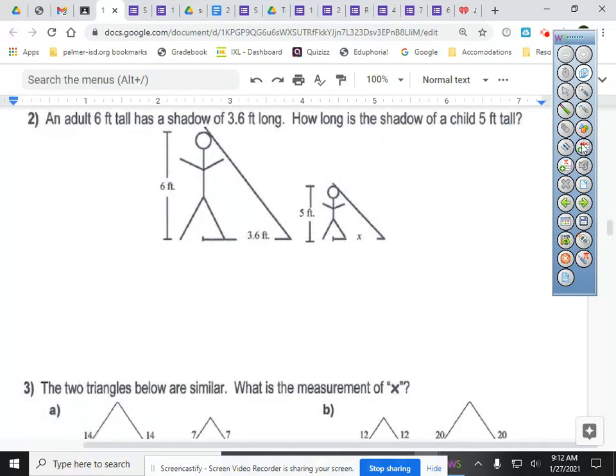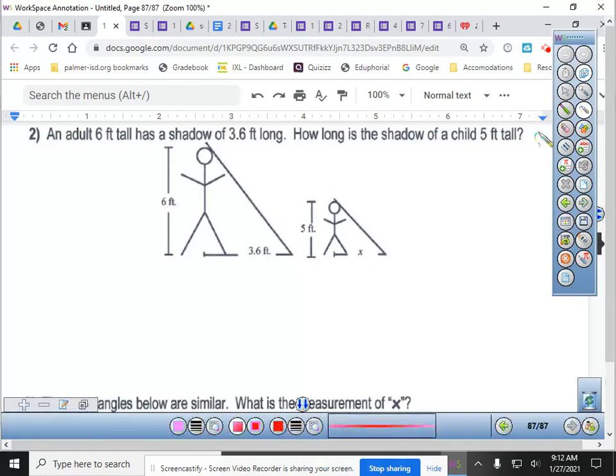An adult 6 foot tall has a shadow of 3.6 feet long. How long is the shadow of a child 5 feet tall? Oscar? Tell us the proportion.